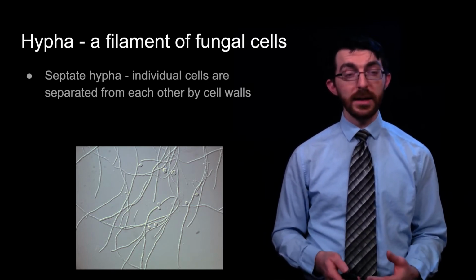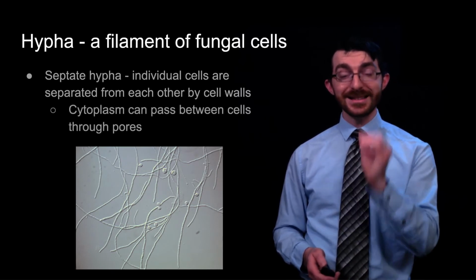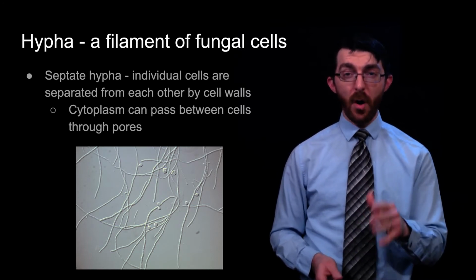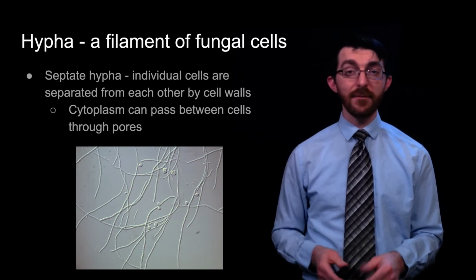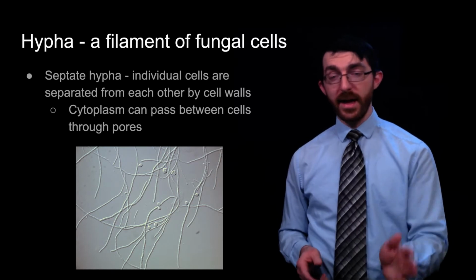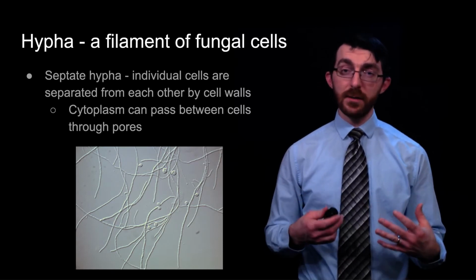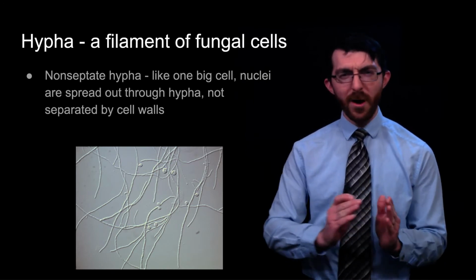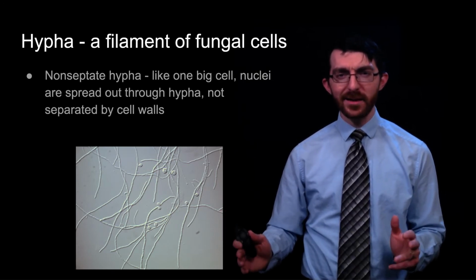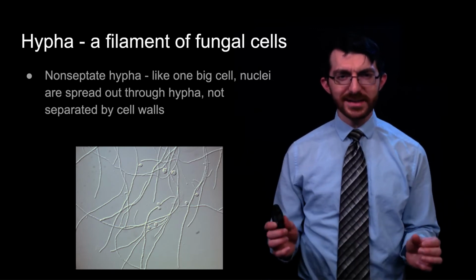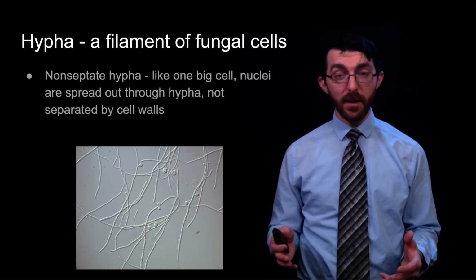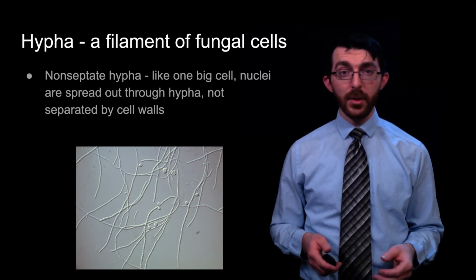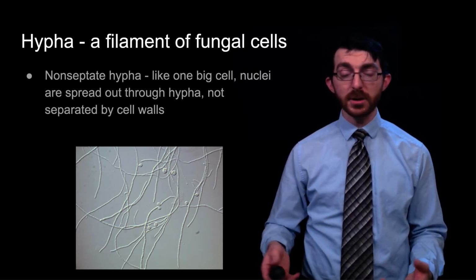In a septate hypha, the cytoplasm can pass between cells through pores. If all of those rooms are separated by walls, then at least they all have doors, so that cytoplasm can pass through them. The alternative is called a non-septate hypha, and in that case, instead of a whole bunch of rooms all in a row, it's just one big long hallway, kind of like one big long cell. I have to put air quotes around it when I say all the cells in a non-septate hypha. The nuclei are just spread out and they all share the same cytoplasm.